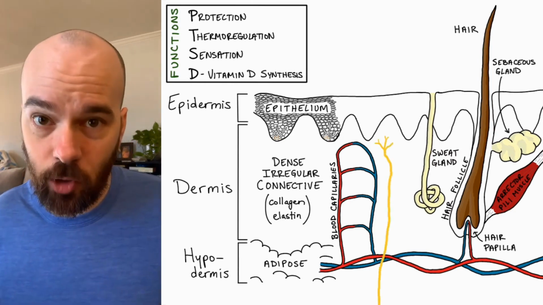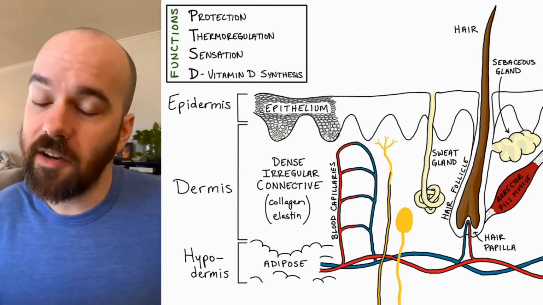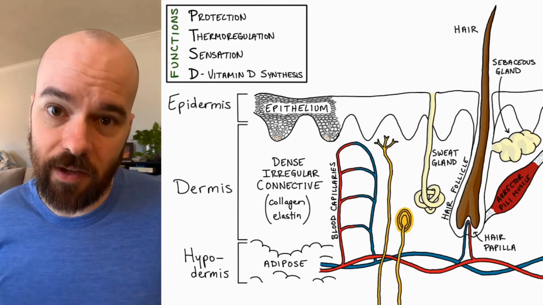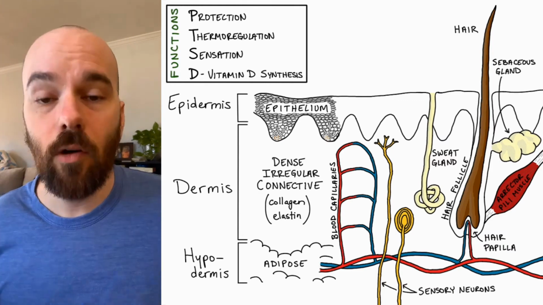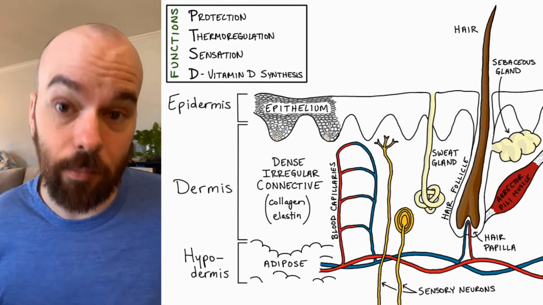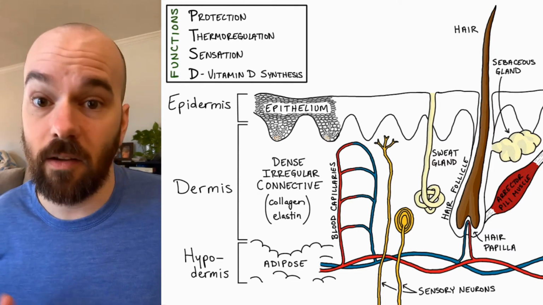Finally, all throughout the dermis, we have sensory neurons. We have sensory neuron receptors for detecting all kinds of things. We have mechanoreceptors, which detect pressure and touch sensations. We have thermoreceptors, which detect temperature. And these sensory neurons connect to all kinds of structures.